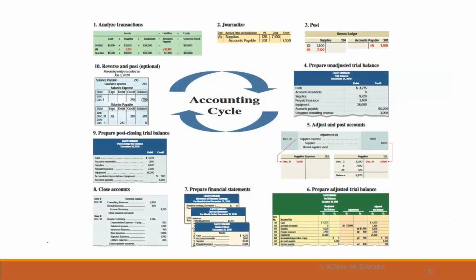This is an example of the entire accounting cycle, from analyzing transactions to post-closing trial balances. When we have that reverse and post, this is if we need to correct mistakes, and hopefully we don't have to address any of that in this class, and we're just going to post everything correctly. The accounting cycle is a circle because it repeats until the business closes, where we do this over and over and over again until the business is closed forever.